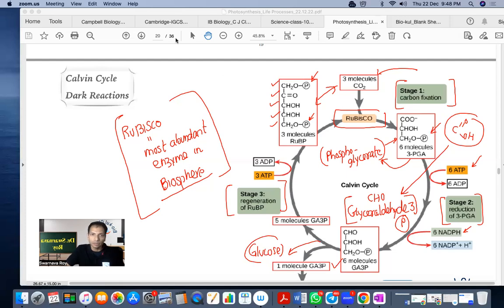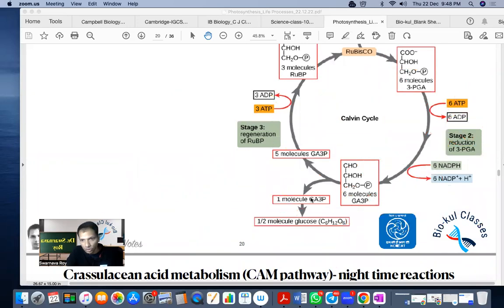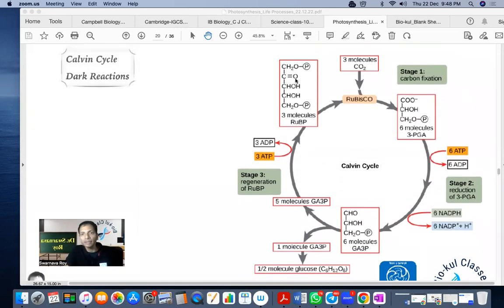All right. So you see how this is forming the glucose. 1 GA3P molecule comes out and it forms the glucose. The remaining 5 are going back to regenerate RUBP. So this third step is called regeneration of RUBP.